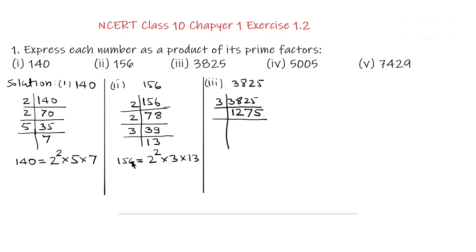Again the sum of the digits is divisible by 3, so we divide it by 3. This gives us 3 times 4 is 12, 3 times 2 is 6, balance is 1, and 3 times 5 is 15. So the quotient is 425. The sum of the digits is 11, so it is not divisible by 3. Now it ends with 5, so this is divisible by next prime 5.